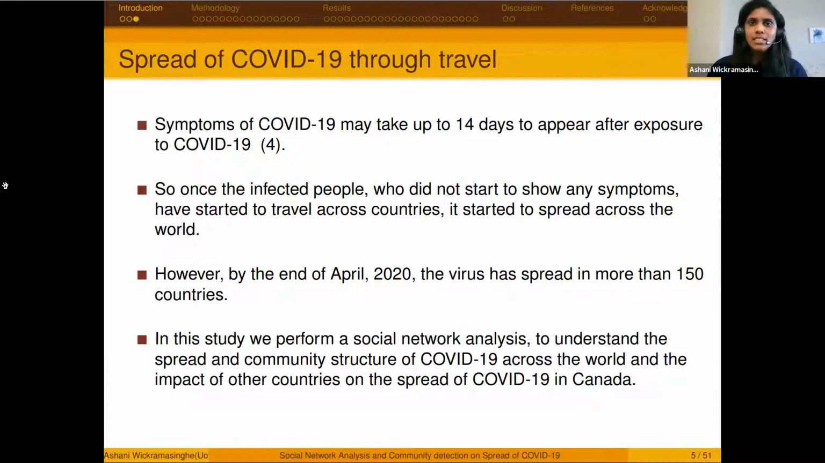Let's see how this virus, which was found in one country, started to spread around the world. As we know, it takes up to 14 days to start showing the symptoms of COVID-19. So once patients who had not yet shown symptoms started to travel across countries, the virus started to spread through those patients. Because of that, by the end of April 2020, the virus had spread to more than 150 countries. So in this study, we considered this travel information and developed a social network analysis to understand the spread and community structure of COVID-19 across the world and in Canada.